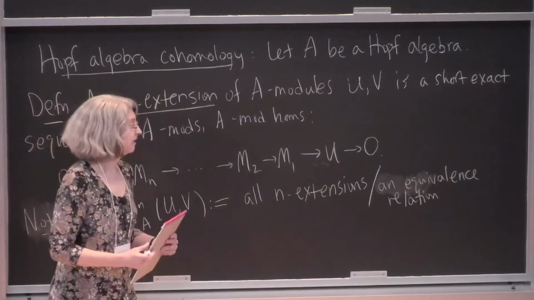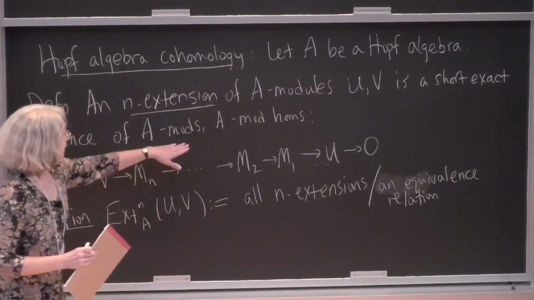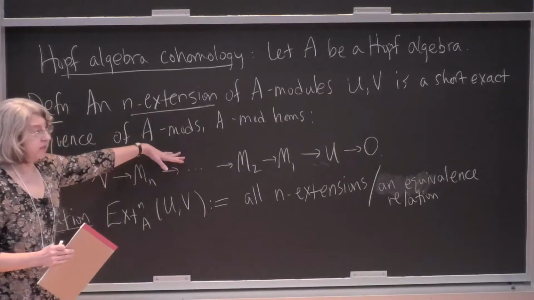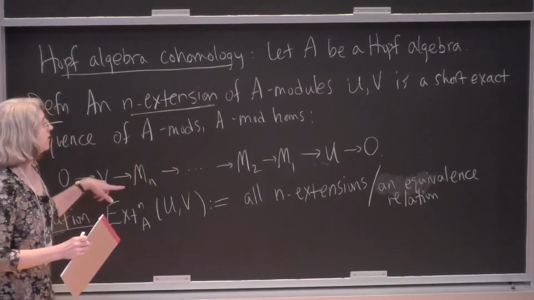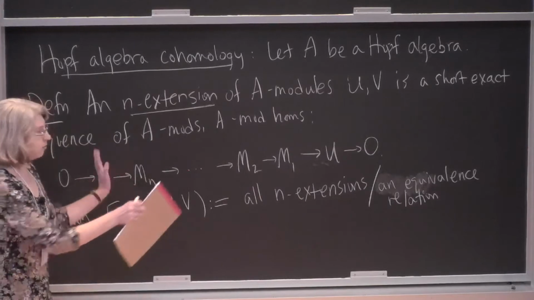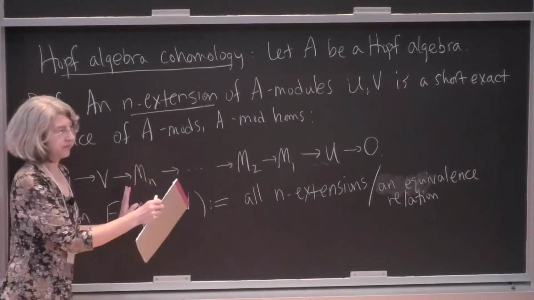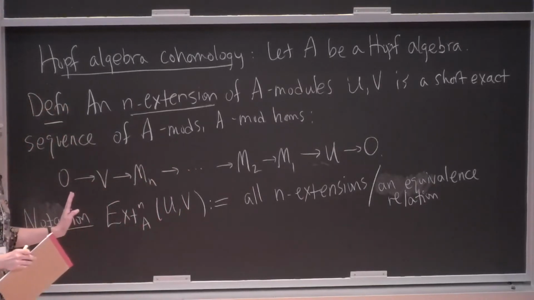Yes? Sorry, I just missed. Are U and V themselves A modules? Yes. Okay. U and V are A modules. That's right. Fixed two modules U and V, and the ones in the middle are whatever fit into a sequence of that length. Yeah, right.